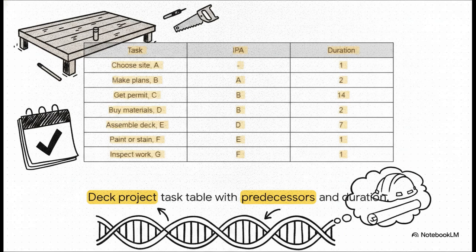Check out the columns. We've got our tasks, the immediately preceding activity, or IPA, and the duration. For instance, you can't get the permit, which is task C, until you fully completed task B, making the plans. And getting that permit? Well, that's going to take 14 days. This table right here is basically the raw DNA of our project.